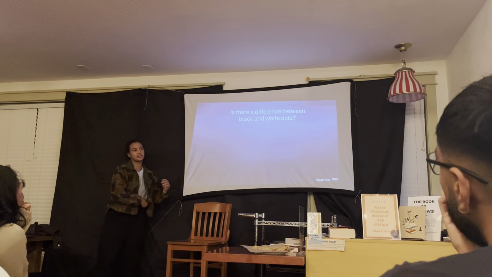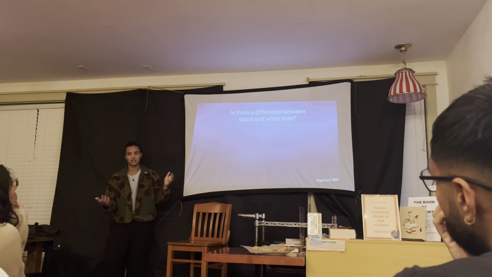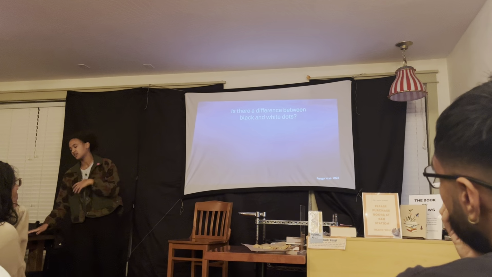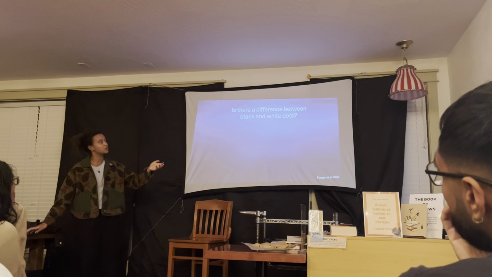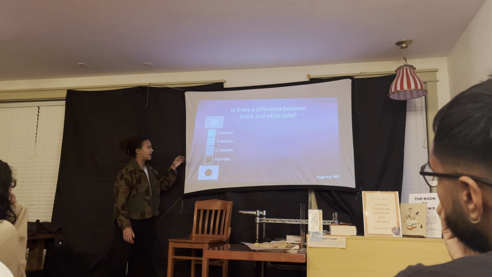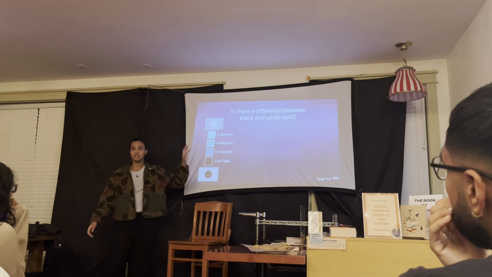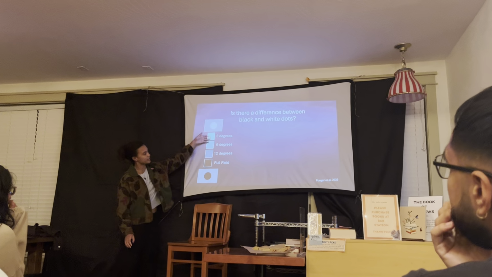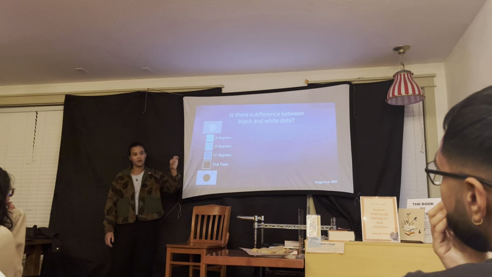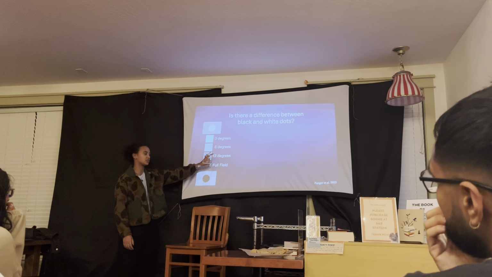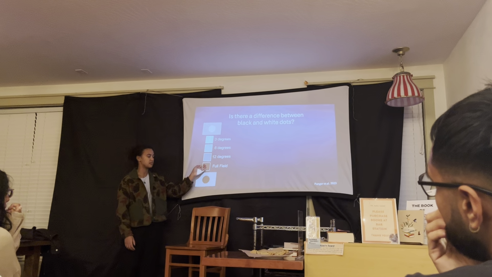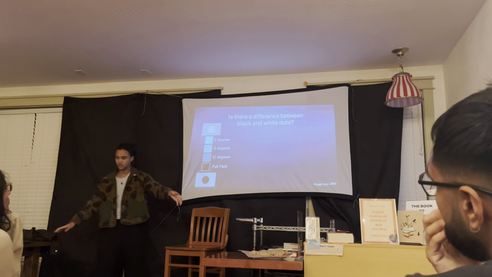But with kind of the same movie, we can start to ask other questions, such as, is there a difference between these black and white dots? As well as, is there a difference between the size of the dots? And so these degrees are just describing how big they are. 3 degrees is small, 6 degrees medium, 12 degrees big, and then full field is the entire screen goes black or white.